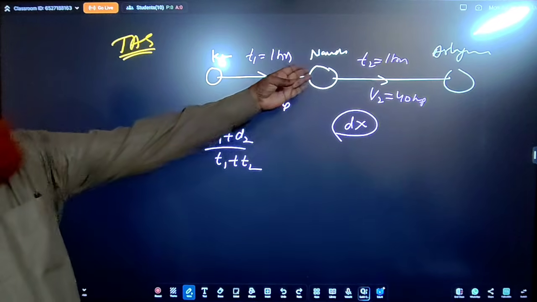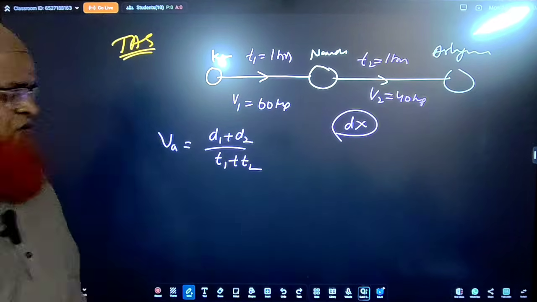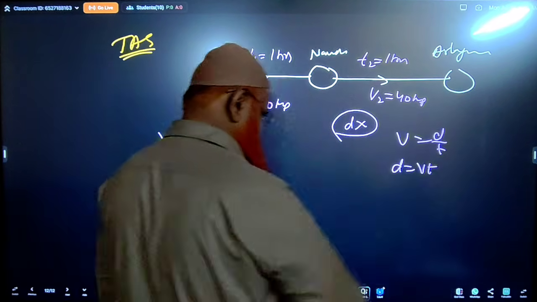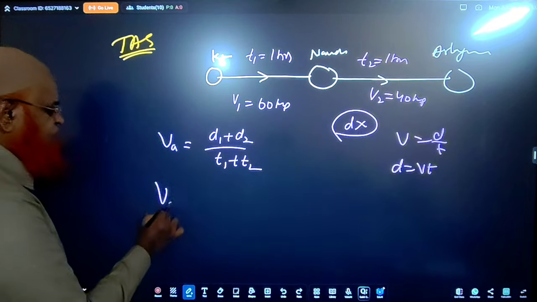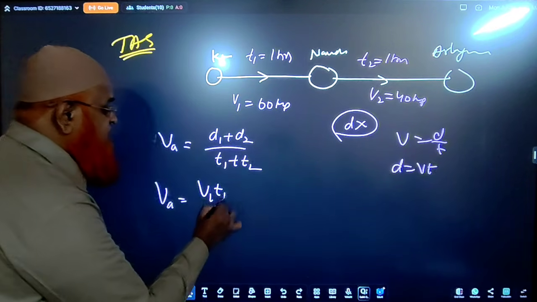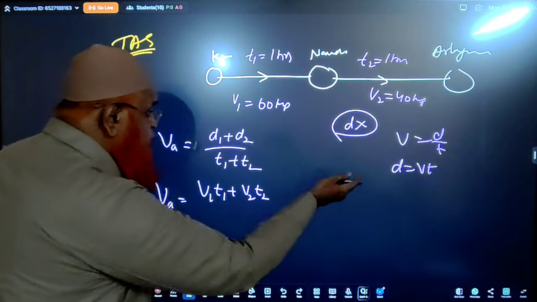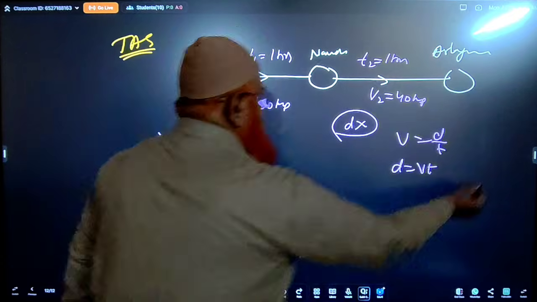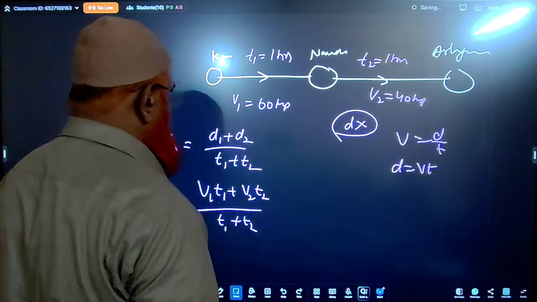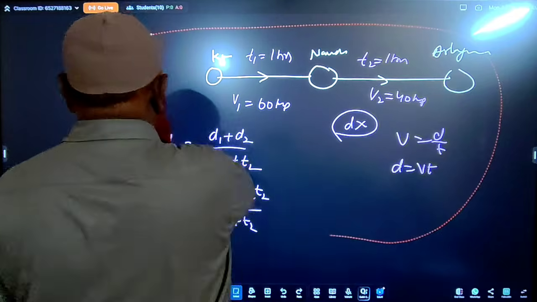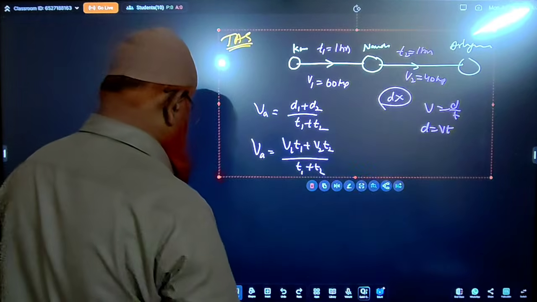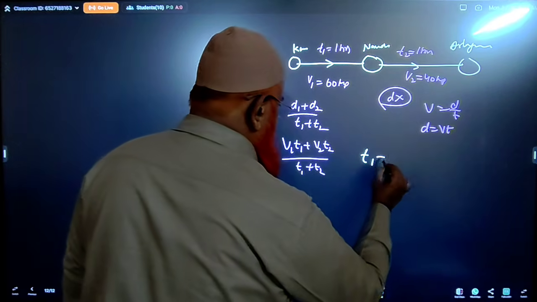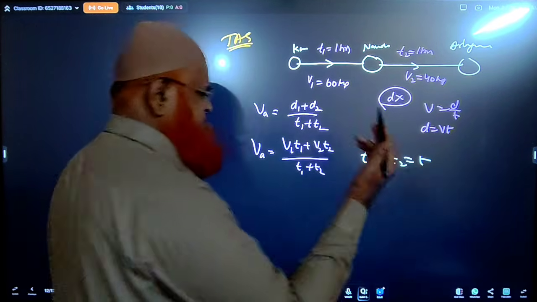Here there is a discussion of times, there is no discussion of distances. So we all know that v is equal to d by t, so d is equal to vt. So you have to write now: d1 is nothing but v1 t1, d2 is nothing but v2 t2, because d is vt, divided by t1 plus t2. Now this is understood that T1 is equal to T2 is equal to T, the same.